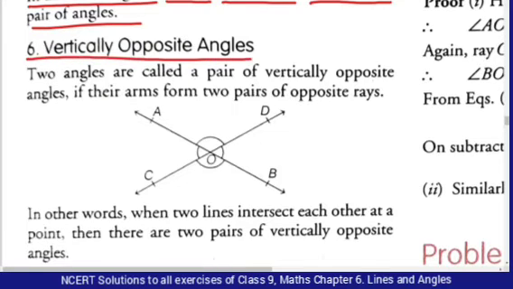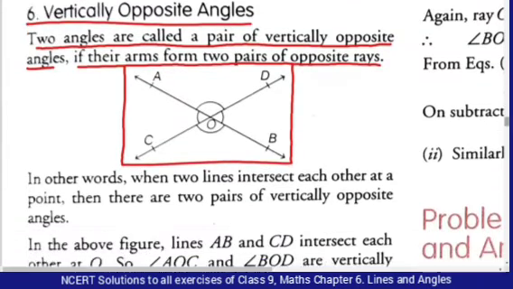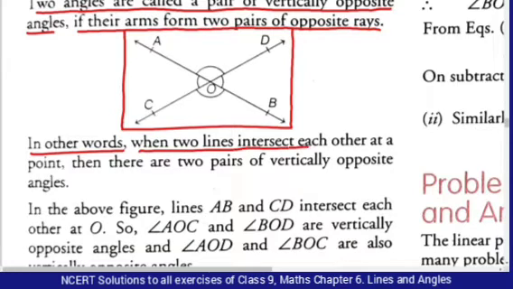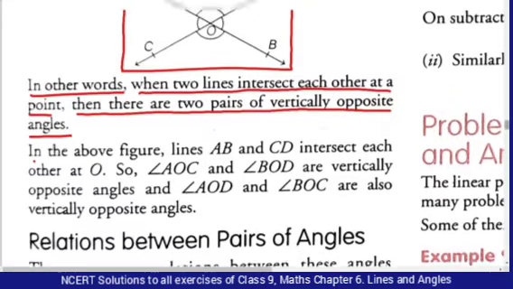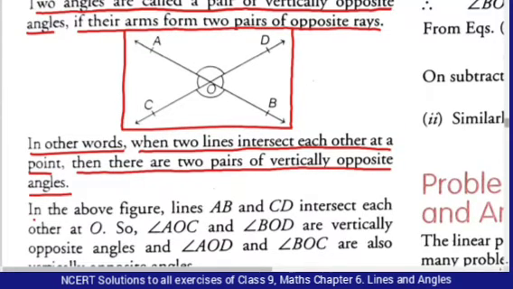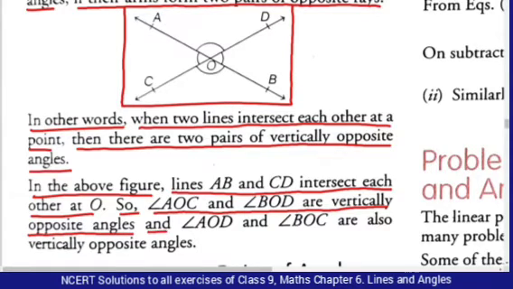Sixth one, vertically opposite angles. Two angles are called a pair of vertically opposite angles if their arms form two pairs of opposite rays. So, by observing these figures, we can say that angle AOD and angle BOC are vertically opposite angles. In other words, when two lines intersect each other at a point, then there are two pairs of vertically opposite angles. In the above figure, lines AB and CD intersect each other at O. So, angle AOC and angle BOD are vertically opposite angles. And also, angle AOD and angle BOC are vertically opposite angles.